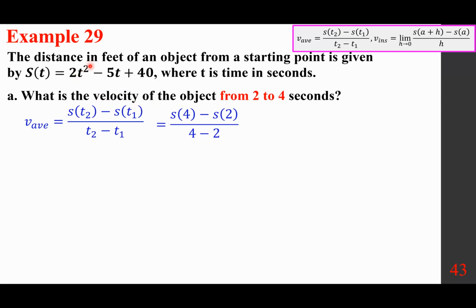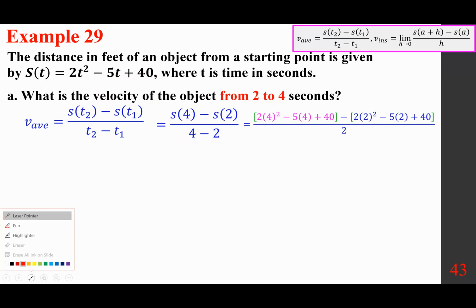2 times 4 squared minus 5 times 4 plus 4d minus, plug in 2, 2 times 2 squared minus 5 times 2 plus 4d, and simplify. So to simplify, this is 16, so we have 2 times 16, 32, minus 20, plus 4d. This is 4, 2 times that is 8, minus 10, plus 4d.